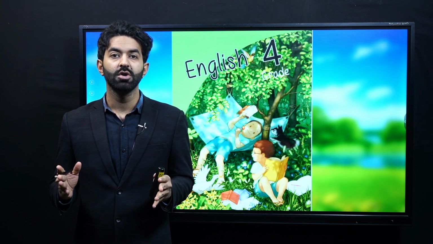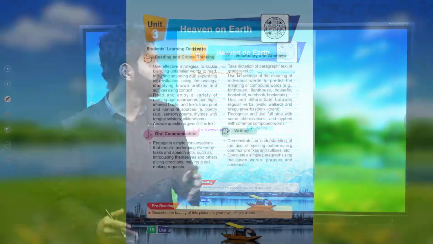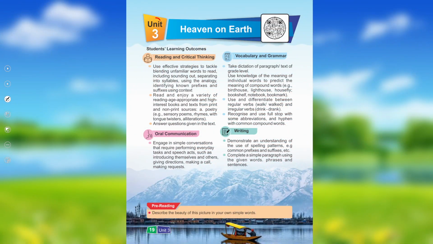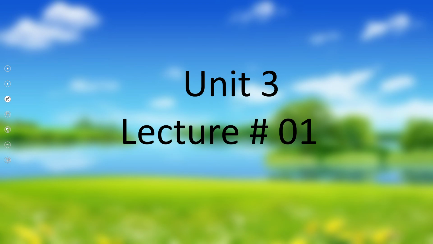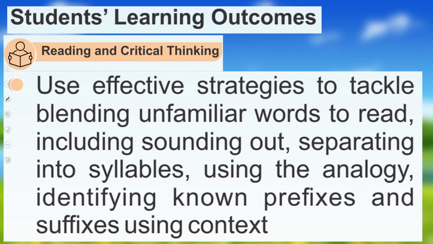Students, today we are going to talk about our unit number 3, and the title is Heaven on Earth. This is our lecture number 1 of unit 3. Let us read the students' learning outcome of reading and critical thinking competency.